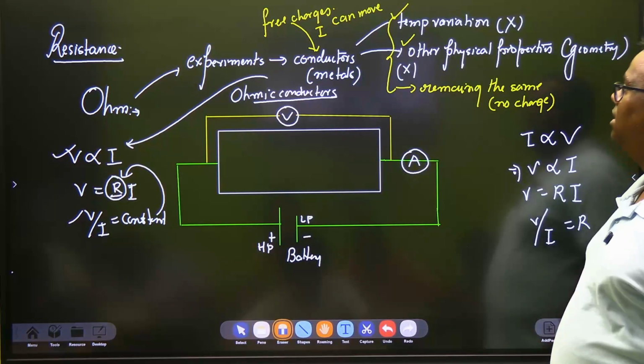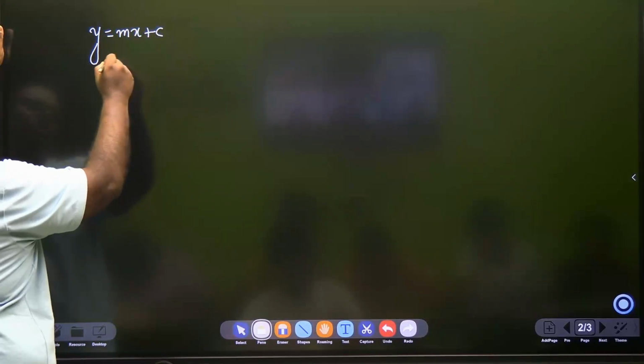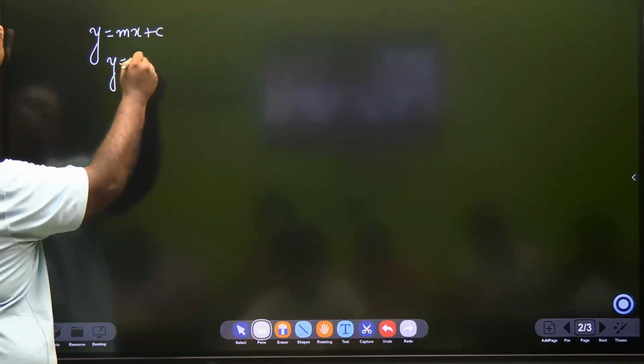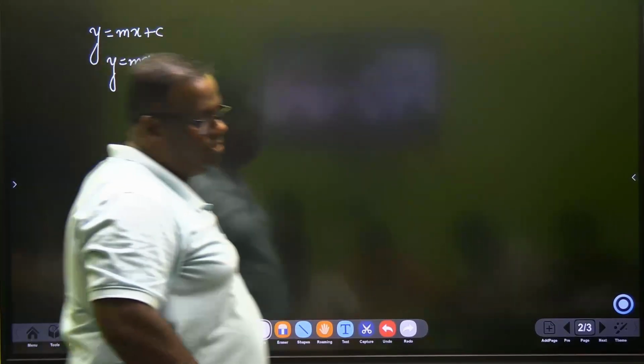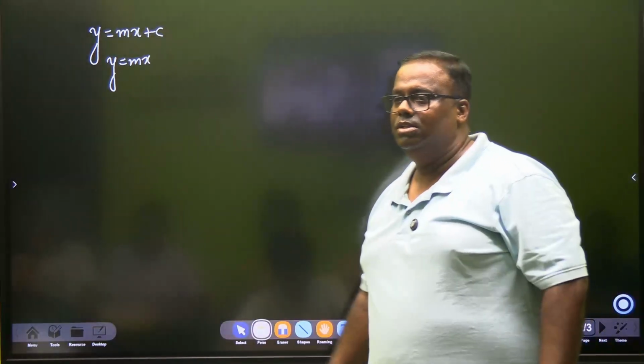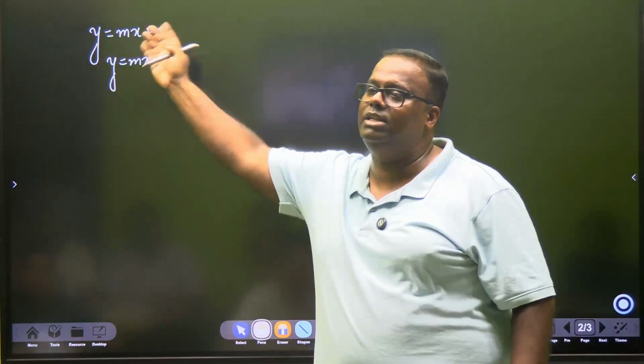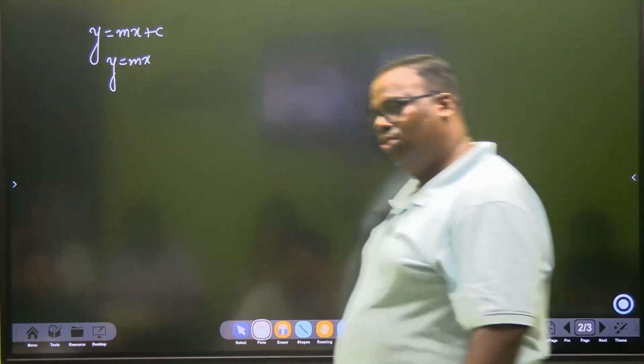So, I taught you y equals mx plus c. Do you agree? I had taught you an equation, and my equation was what? y equals mx plus c. How about an equation called y equals mx? How do you see the trend of this line? Tell me, y equals mx on an xy coordinate. The line passes through the origin because the y-intercept is 0. Yes or no?